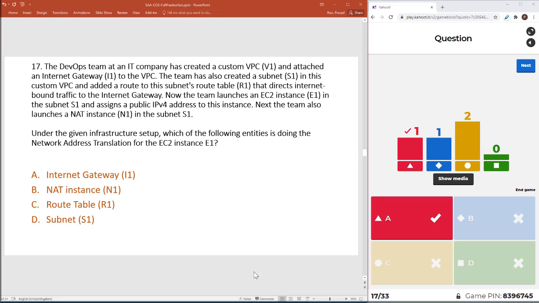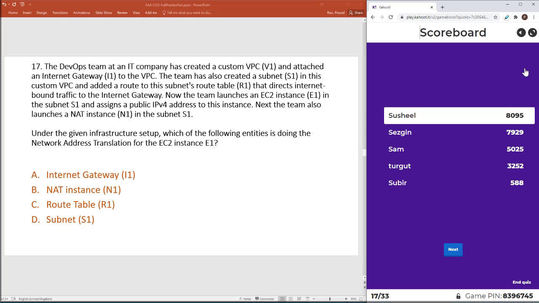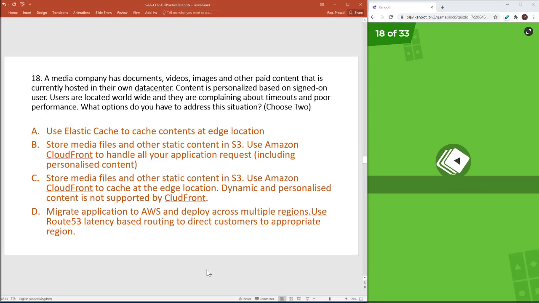If the EC2 instance had been in a private network, then to access the internet, it would have to go through the NAT instance, which is in the public subnet. But because the EC2 instance was already in a public subnet, it can directly talk via the internet gateway. And that's why the correct option is A. Let's move on to the next question.